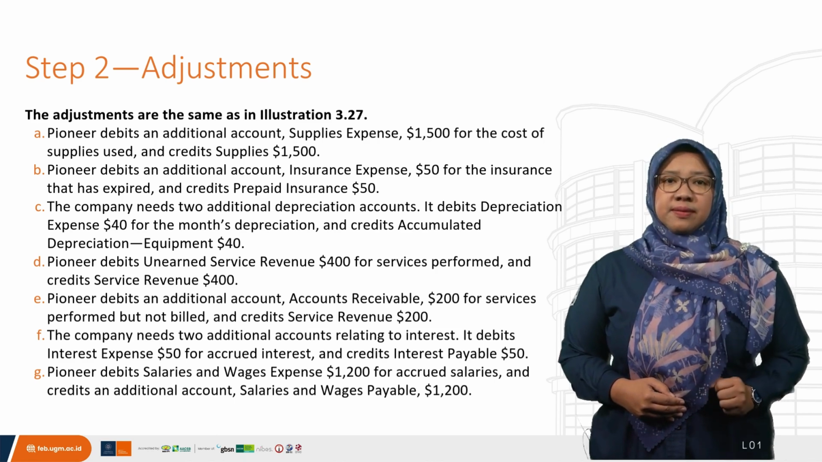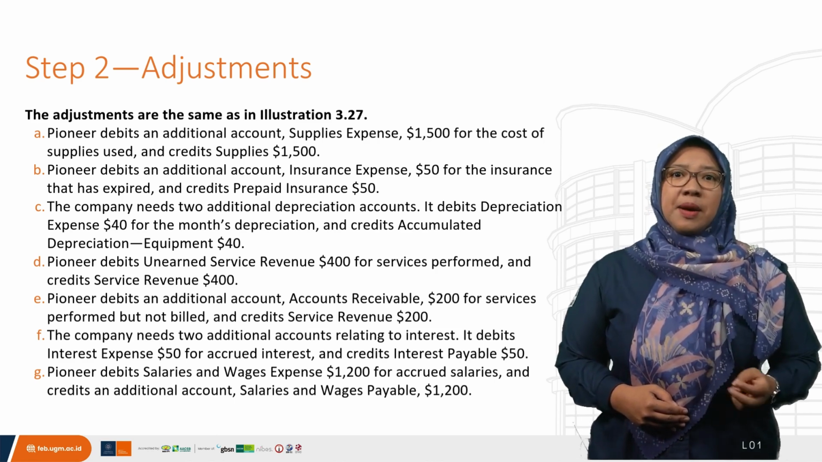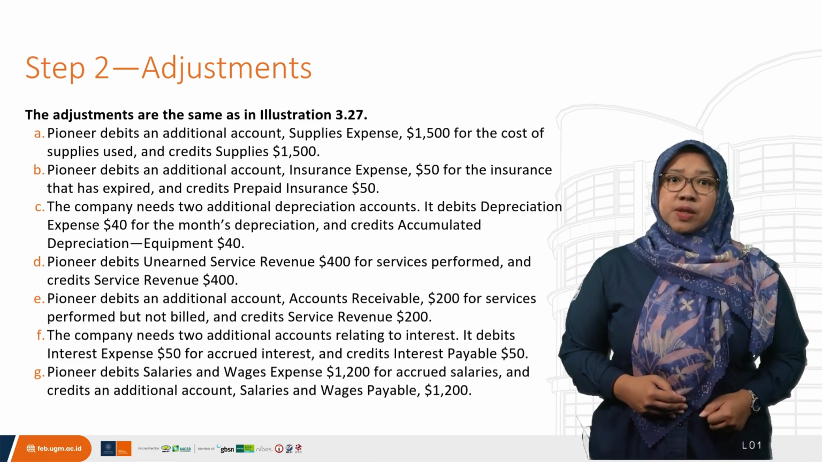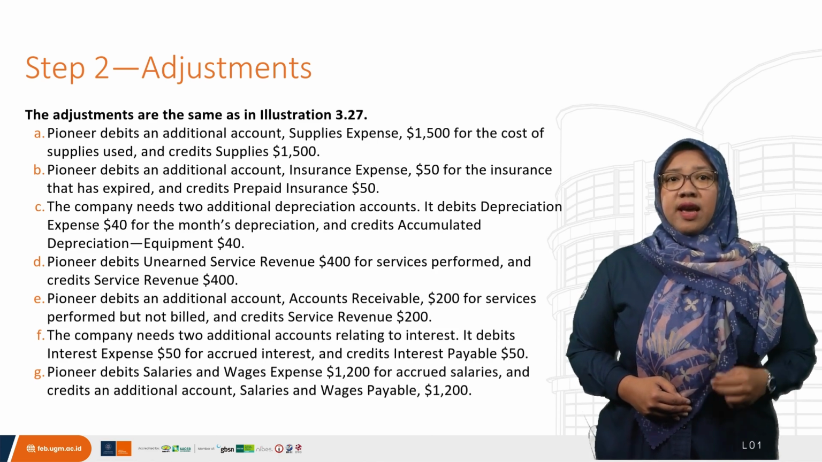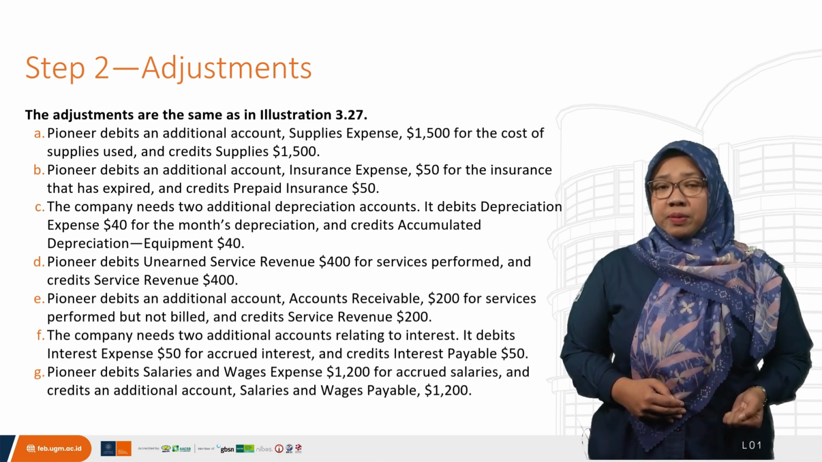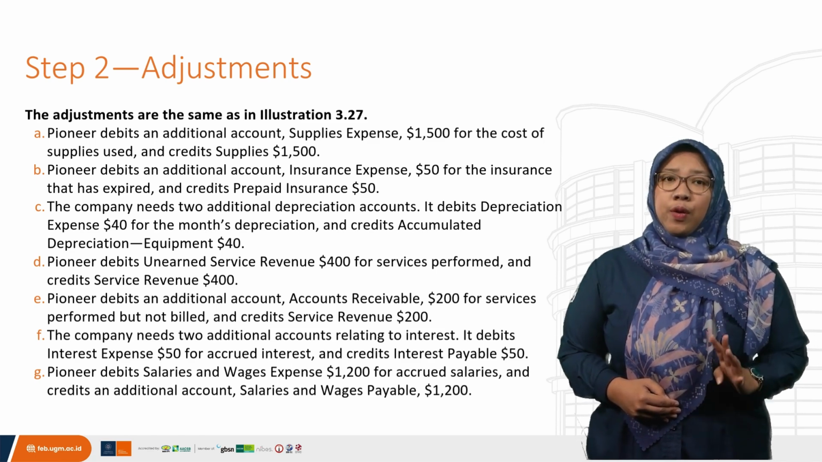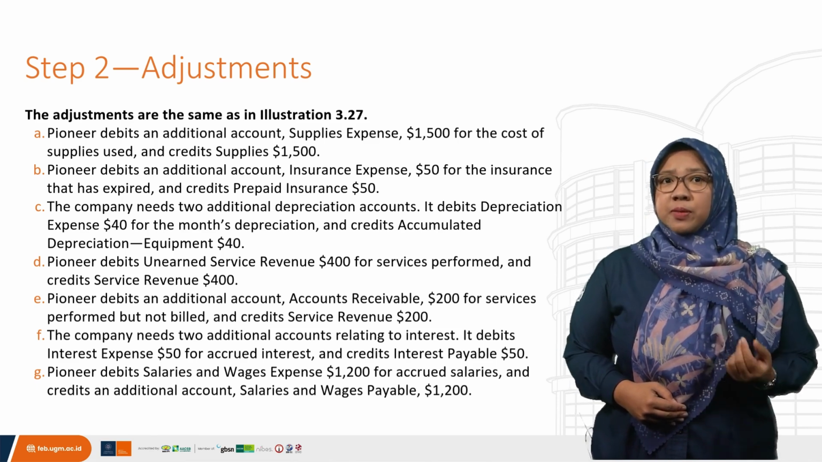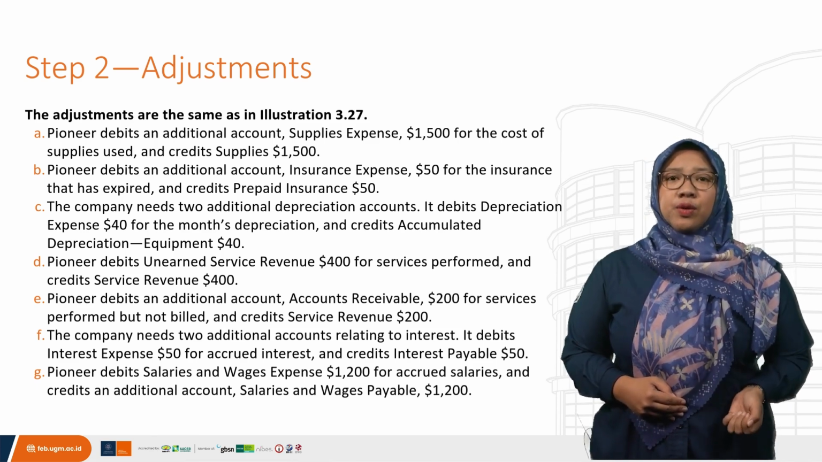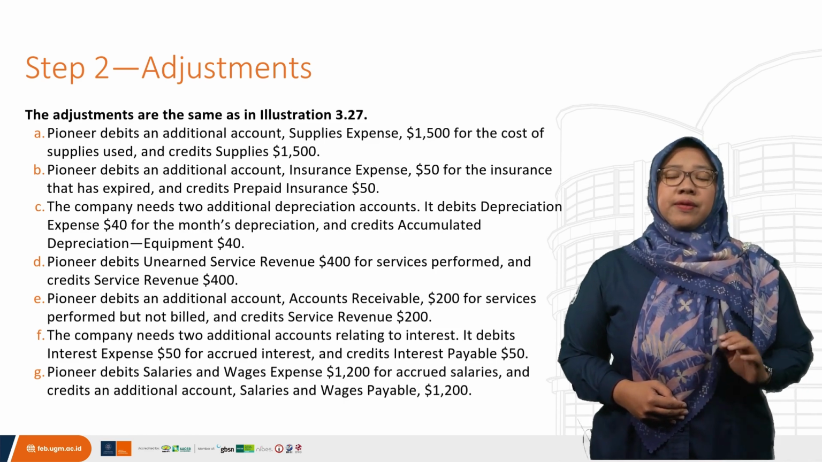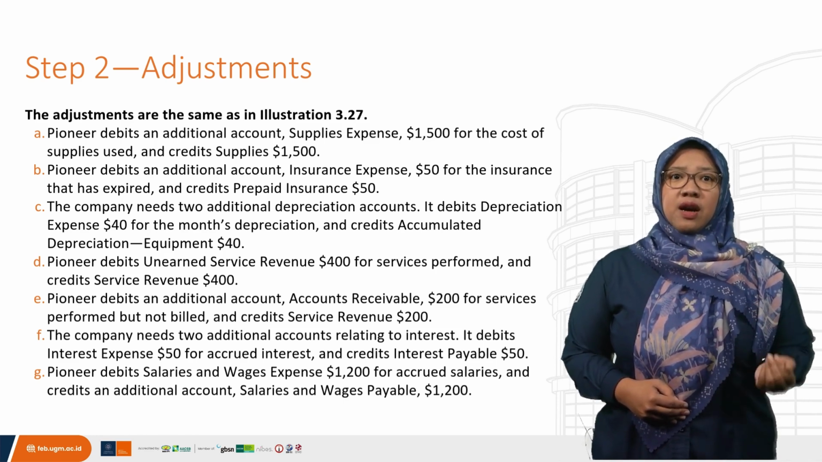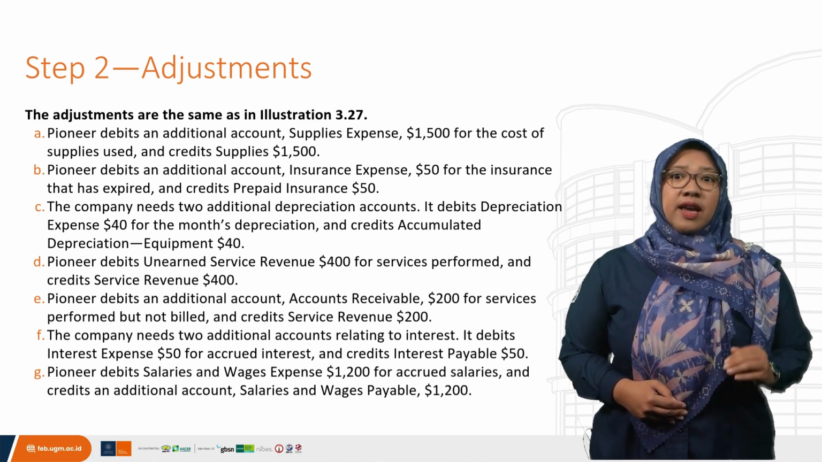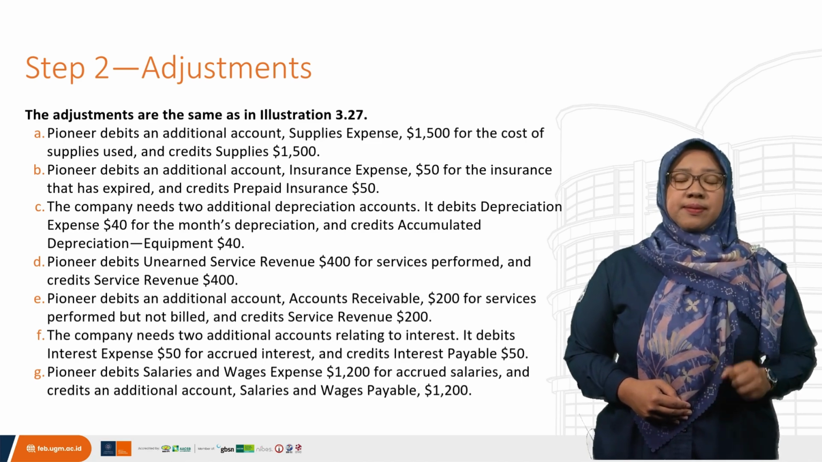insurance for $50. Third, the company needs an additional depreciation account. It debits depreciation expense $40 for the month's depreciation and credits accumulated depreciation, equipment, for $40. Fourth, Pioneer debits unearned service revenue for $100 for service performed and credits service revenue for $100. Fifth, Pioneer debits an additional account, accounts receivable, $200 for service performed but not billed, and credits service revenue $200.